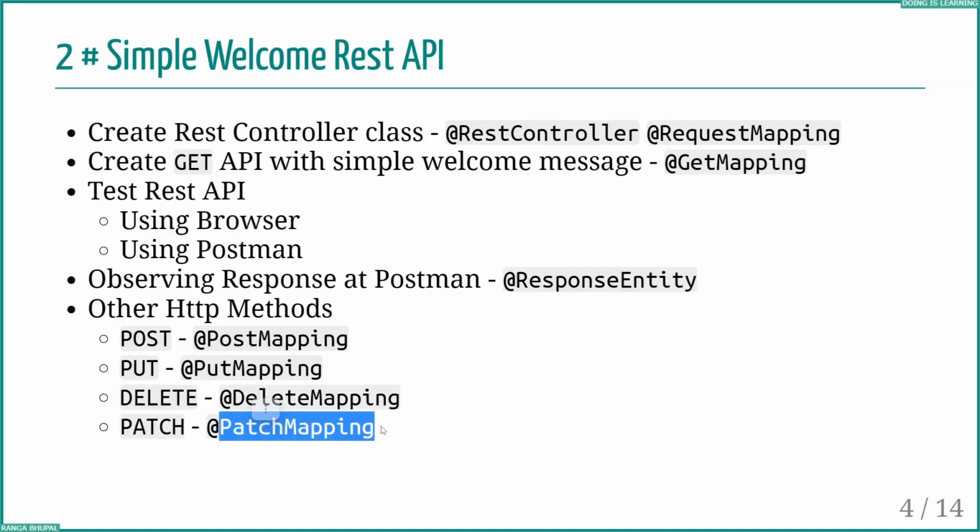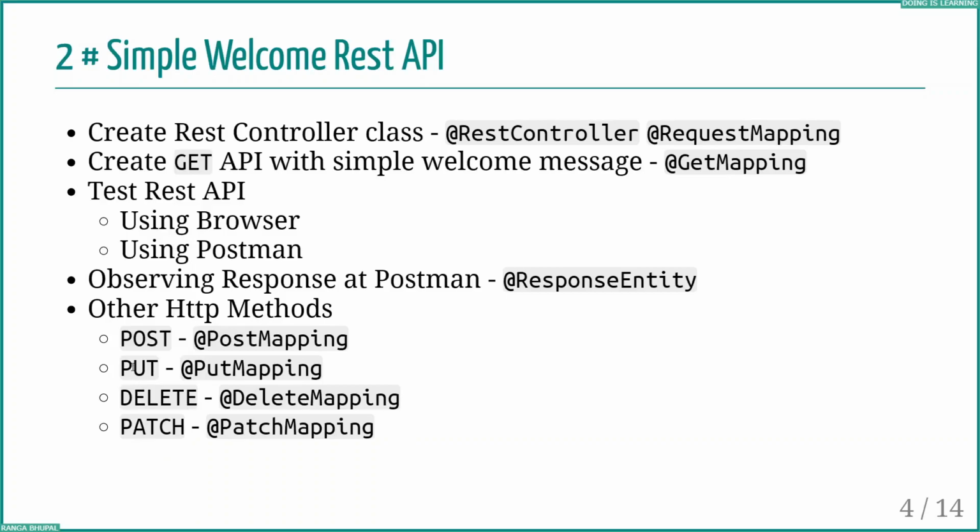What is the best case for the patch mapping? The patch mapping is for updating the order status, for instance. If an order has come and the order has been successfully placed, then I would like to update the order. The order would be having a lot of properties. Instead of setting all the properties and using the post or the put methods, we can use patch and send the order ID and the required status to update it.